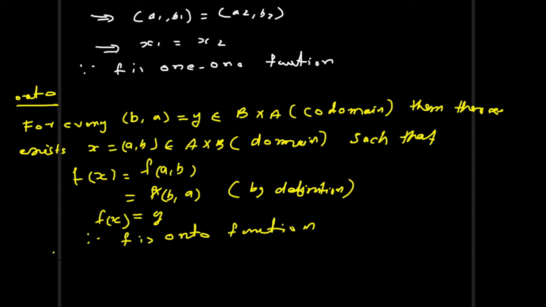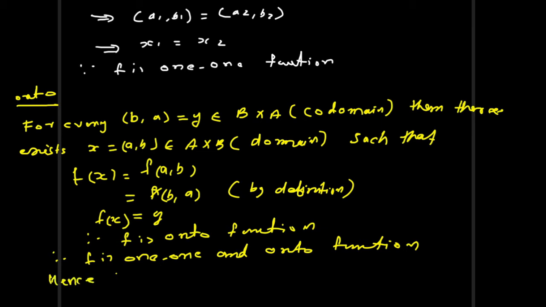Therefore f is a one-one and onto function, and hence f is a bijective function.